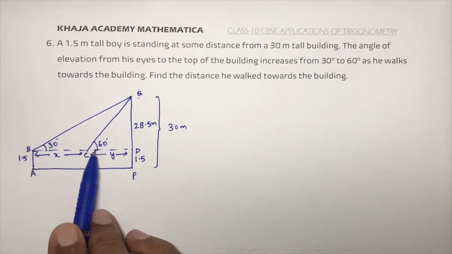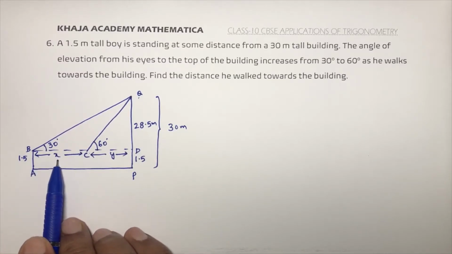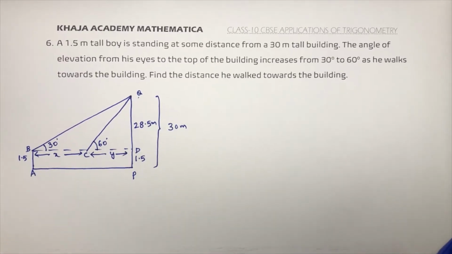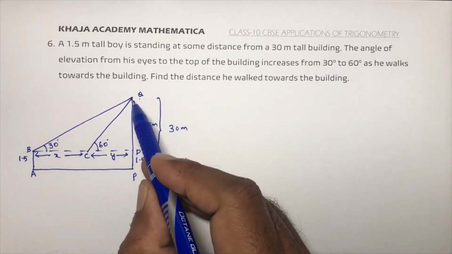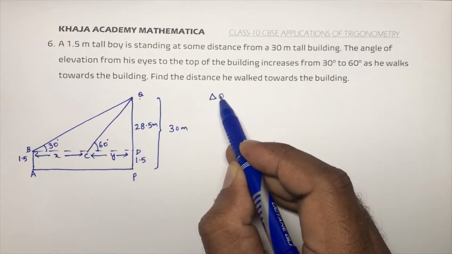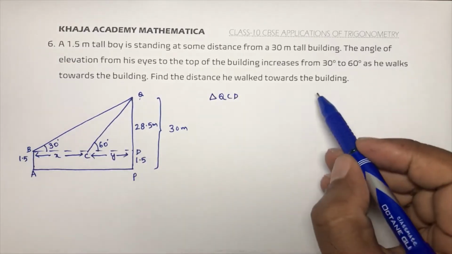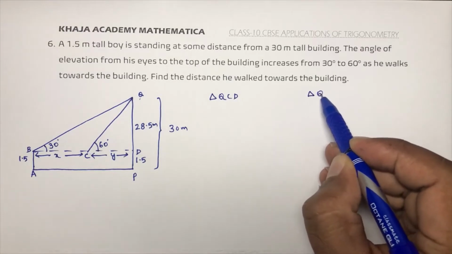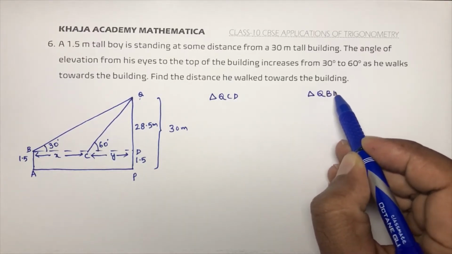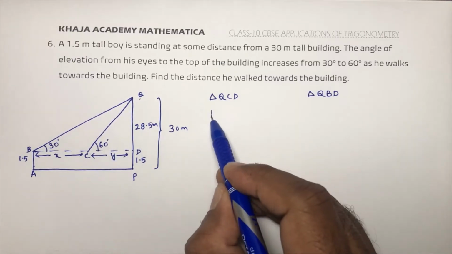As he walked towards the building, the angle changes from 30 to 60. So how much distance he walked towards the building, we need to find. So I need to find X. Now here it's very clear. So first I'll take triangle QCD. One more time, QBD. Triangle QBD. In QCD, theta is 60.